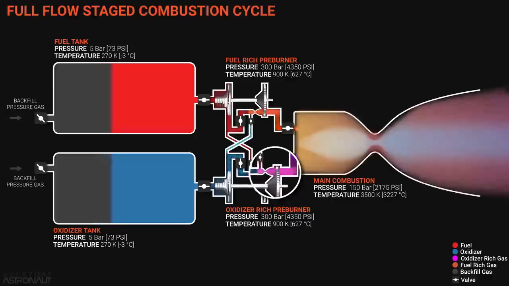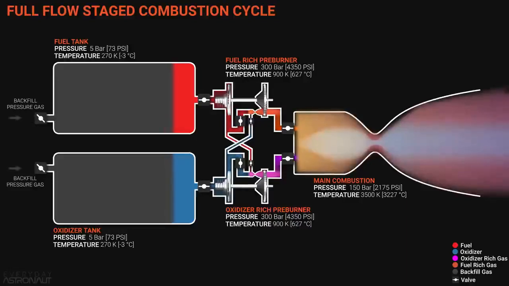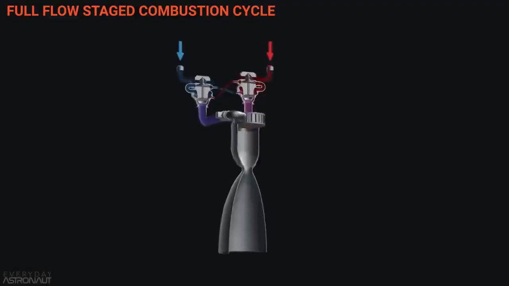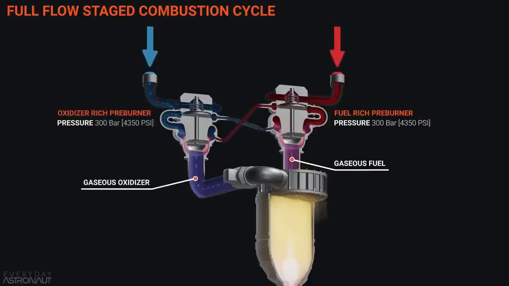But we do need to send just enough oxidizer over to the fuel-rich preburner to give it enough power to power that turbine. And the same thing is true for the fuel-rich side. Almost all of the fuel goes through the fuel-rich preburner and turbine, but we do need to pipe over just enough fuel to the oxidizer-rich preburner to have enough energy to spin those pumps. What's left is extremely fuel-rich gaseous fuel going from the fuel-rich preburner and turbine to the combustion chamber. Then we have extremely oxidizer-rich gaseous oxidizer going from the oxidizer-rich preburner and turbine to the combustion chamber.